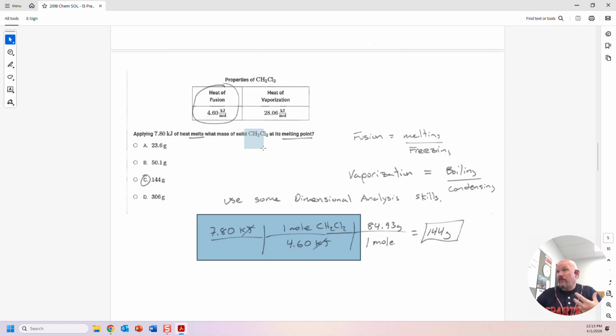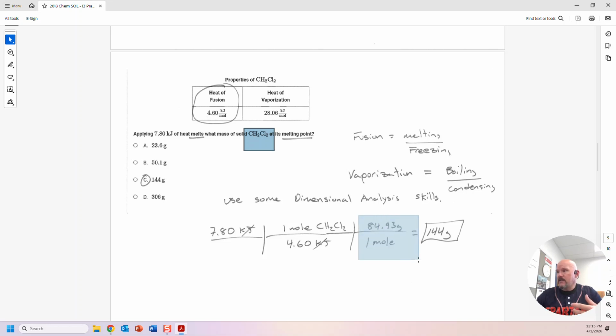We'd again have to reference our periodic table if we didn't know carbon's molar mass and hydrogen's molar mass and chlorine's molar mass by heart. Chlorine's 35.45, you got two of them. Hydrogen's 1.01, you got two of them. And carbon's 12.01, you got one of them. That's where this number comes up. So I added up the molar mass of the compound.